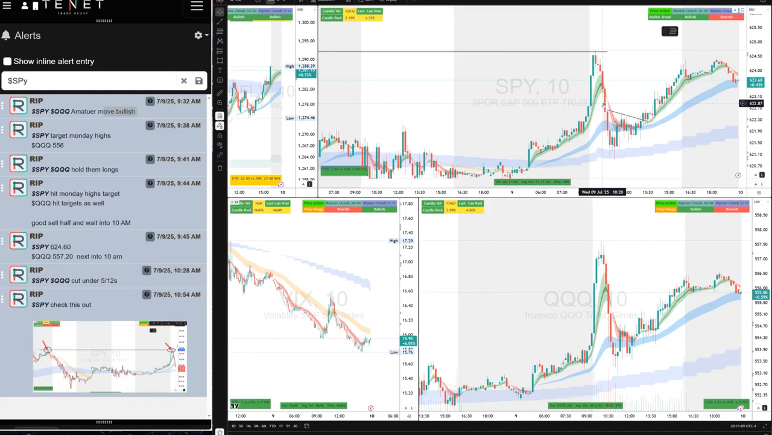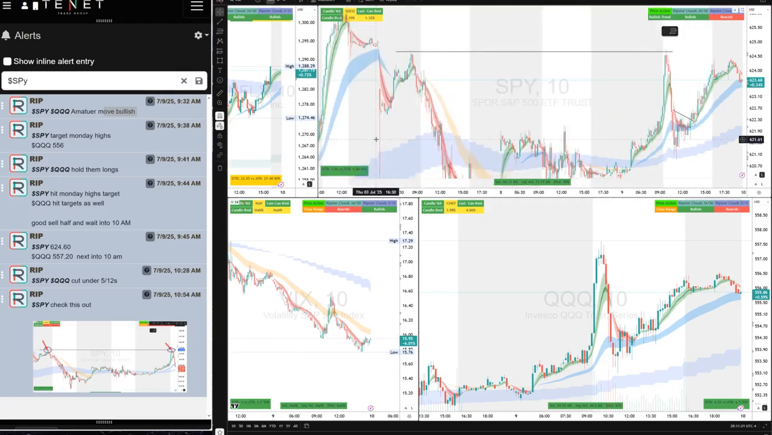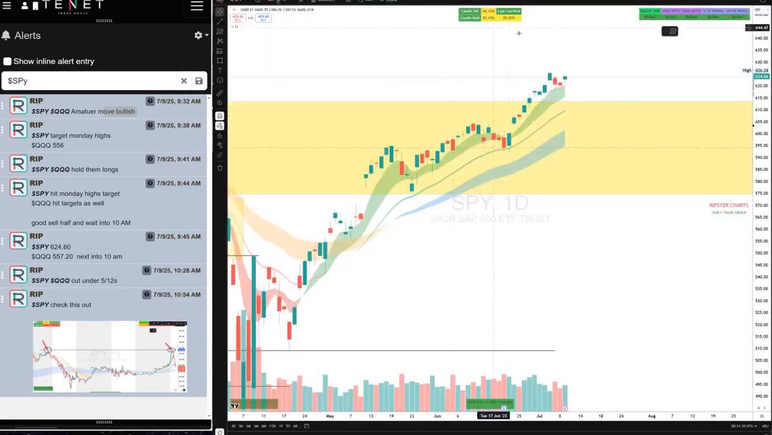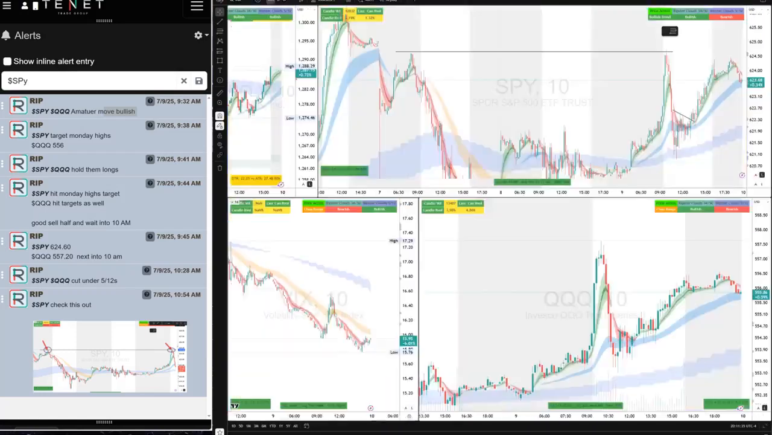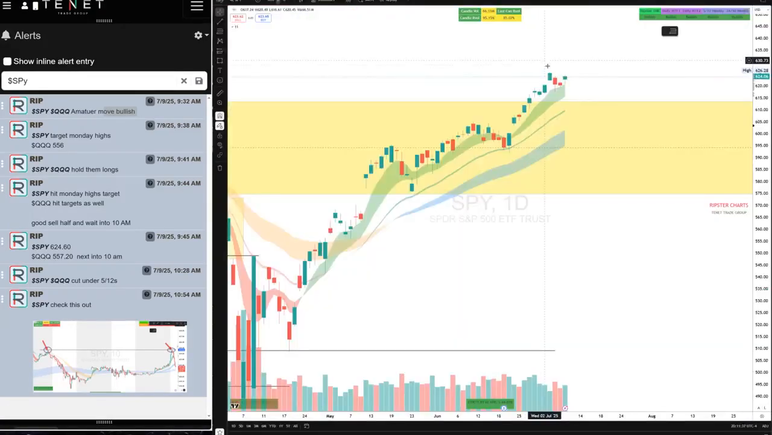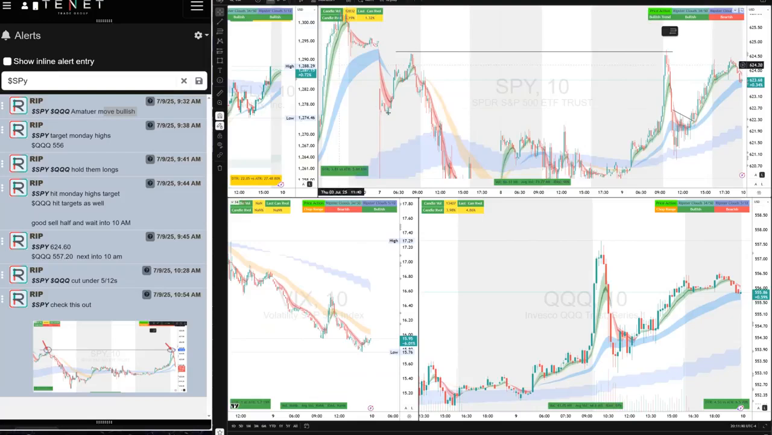On that move, the SPY ran, and once I saw that we were holding the price, I gave the target of Monday highs. Why did I give the target of Monday highs? The reason was we were already outside yesterday's highs, already trading over it, so Monday highs made sense as the target because that was a daily resistance. That's on the daily chart.